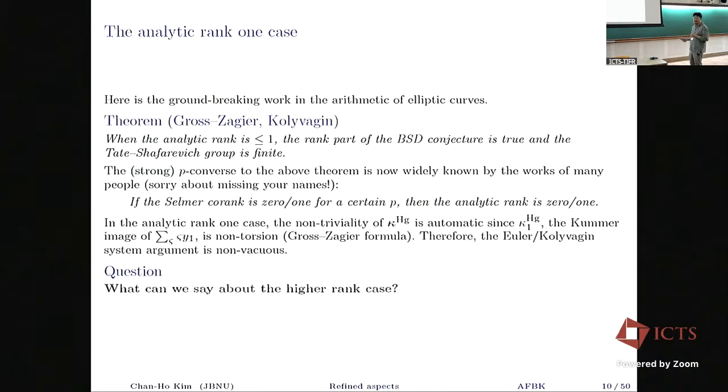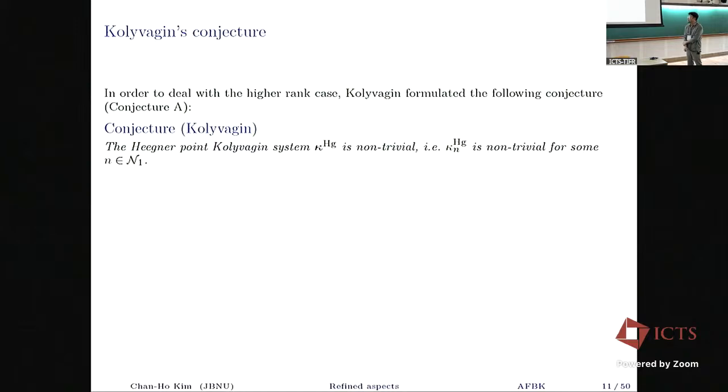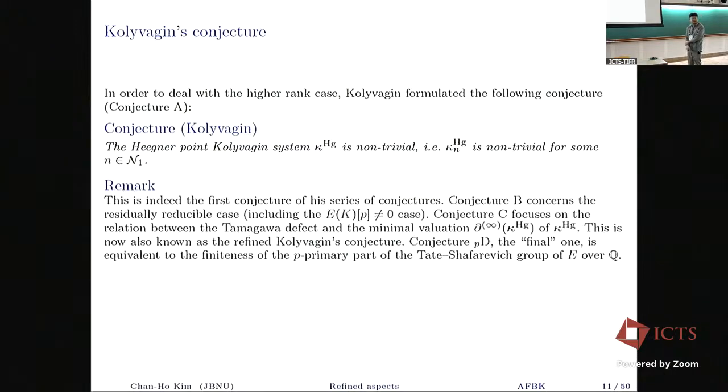And what can we say about the higher rank case then? Can we really be sure this kappa Heegner is actually non-zero or not? That's the conjecture of Kolyvagin. In order to deal with the higher rank case, Kolyvagin formulated the following conjecture, his so-called conjecture A, not Koch-Sujata conjecture A. What he conjectured is that the Heegner point Kolyvagin system itself is always non-trivial, which means kappa Heegner n is non-trivial for some n at least. Indeed, it is the first conjecture of his series of conjectures.